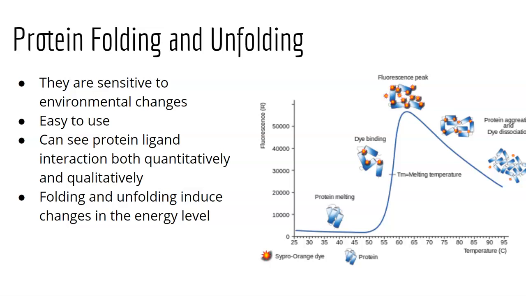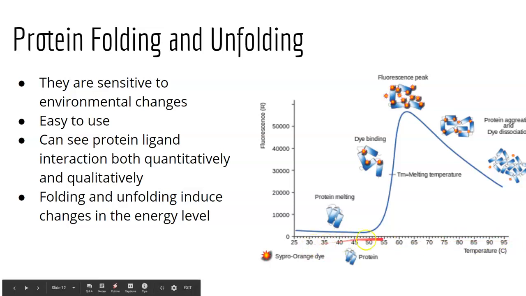All right, the third thing that fluorescence can be used for is being able to see the timing of protein folding and unfolding. How does that work? Well, protein folding and unfolding is sensitive to environmental changes. We know that. Fluorescence is easy to use. Typically, they use some type of dye. In this example, they're using the Spiro orange dye, and you can see the protein and ligand interaction, both quantitatively and qualitatively.